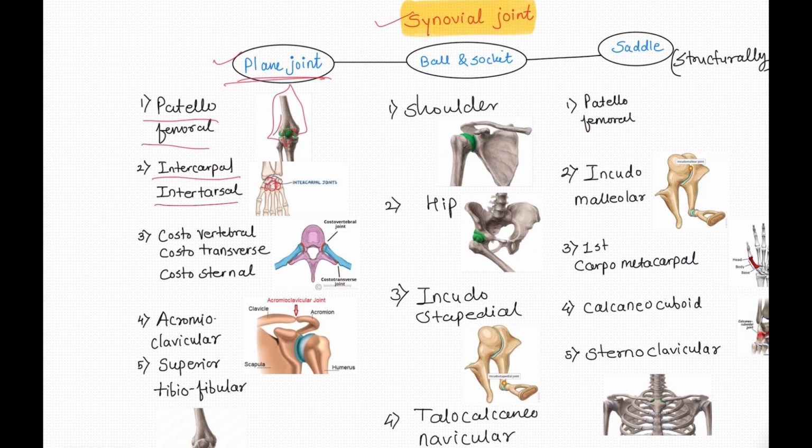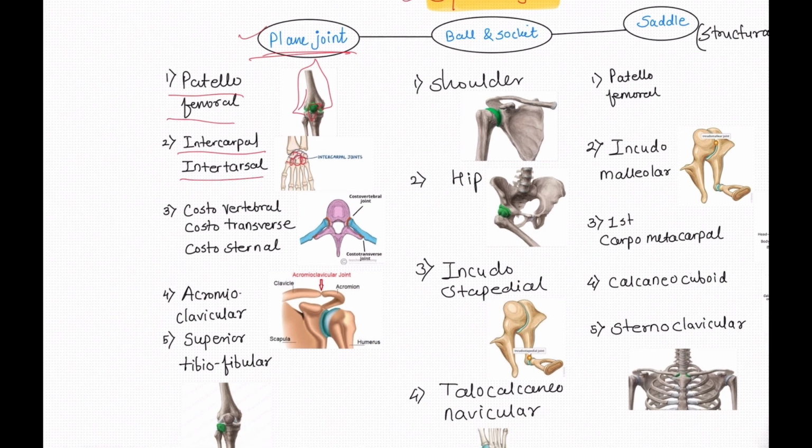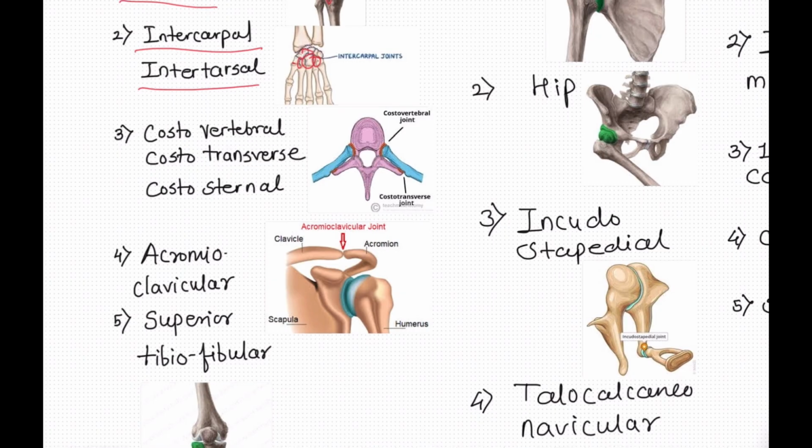And then come costovertebral, costotransverse, and costosternal joints. Everything related to the vertebra and the relation of vertebra and rib. So this is the vertebra, body of the vertebra, and this is the rib. The joint in between the vertebra and this rib is called the costovertebral joint.